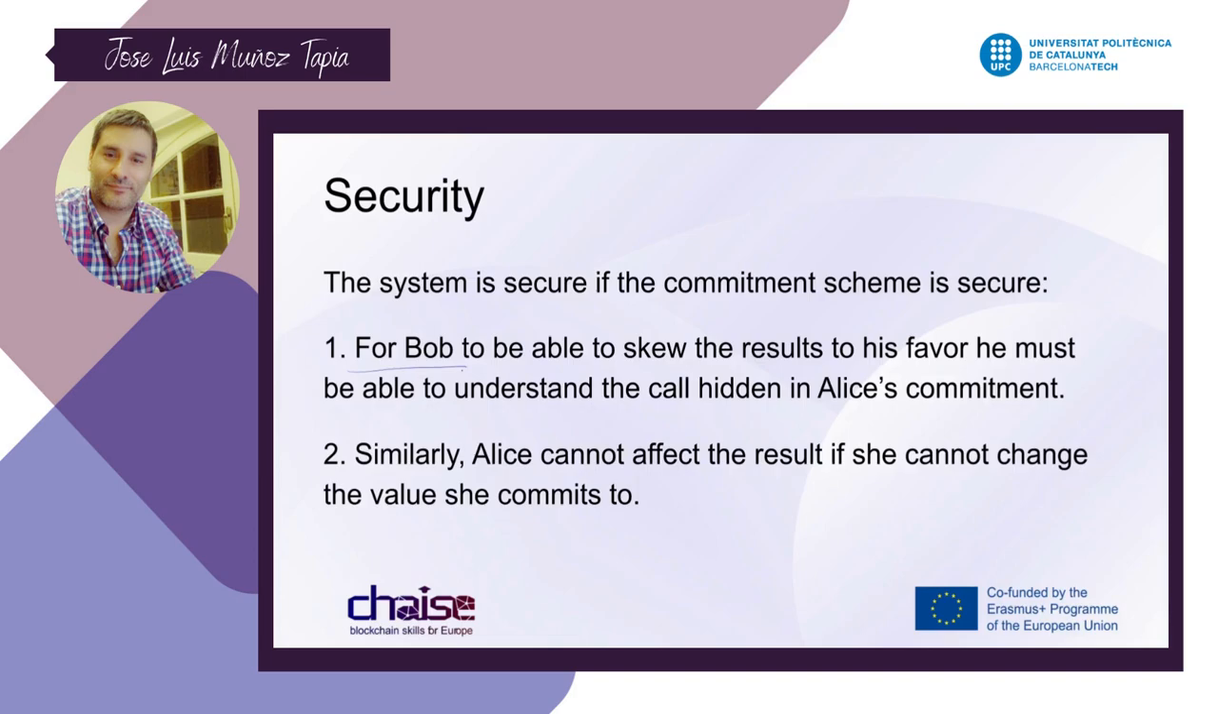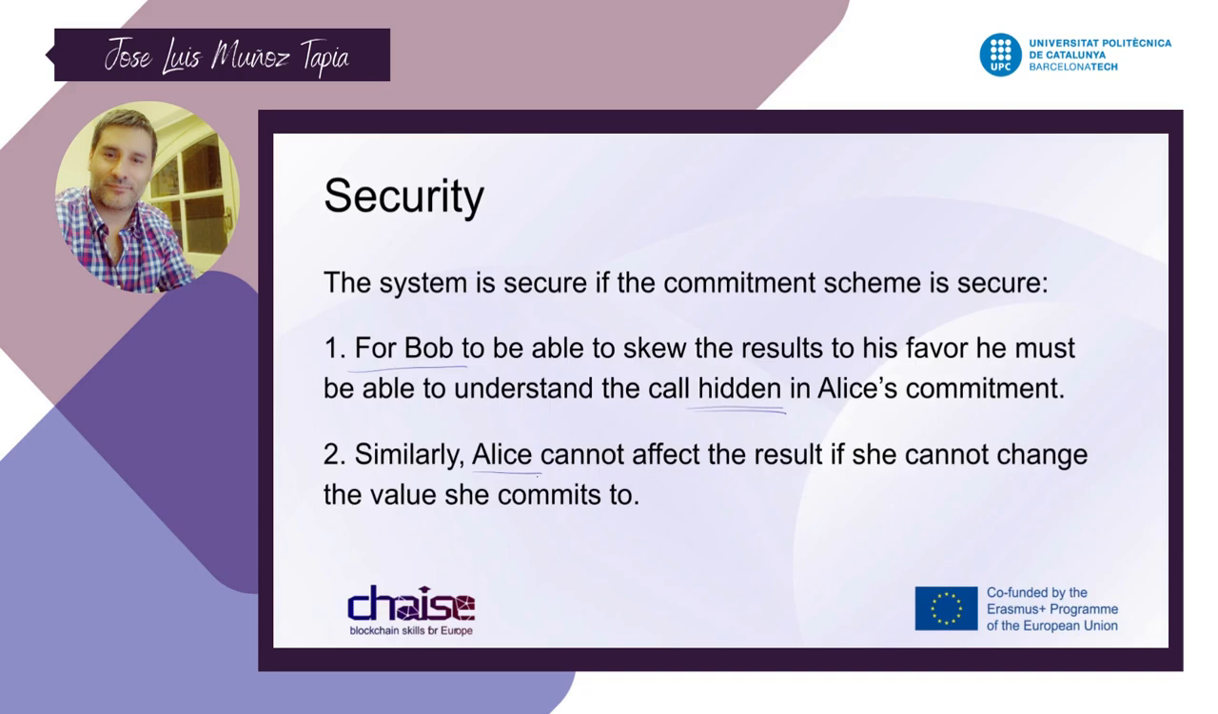I mean, the commitment is secure because for Bob, if Bob wants to be able to change the result in his favor, he must be able to see what is inside the commitment. But we have the hiding property of commitments that doesn't allow Bob to see what's inside the commitment. So Bob cannot break the security of this. And similarly, Alice cannot change the result after she knows the result of tossing the coin.